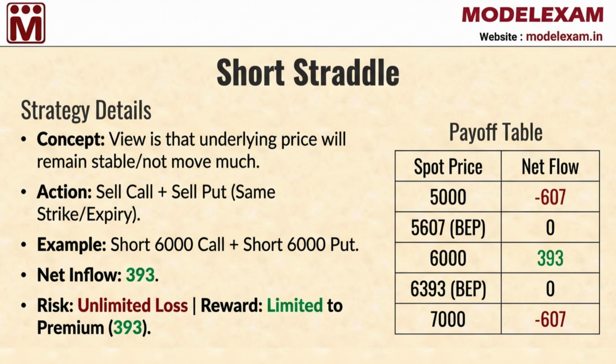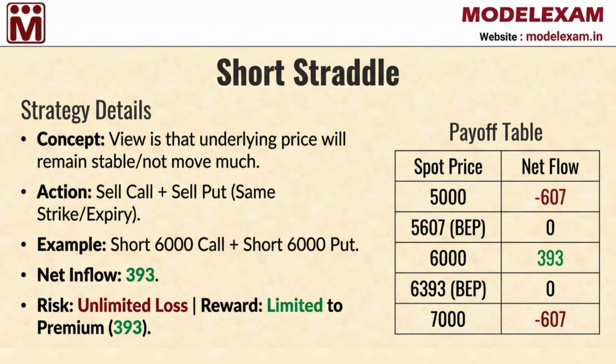Your break-even points are 5,607 and 6,393. The opposite of that is the short straddle. You use this when you believe the market will remain very stable and won't move much. By selling both a call and a put at the same strike price, you collect the premium as income. In our 6,000 strike example, you would receive a net inflow of 393, which is your maximum reward. But you must be careful, as a big move in either direction can lead to unlimited losses.